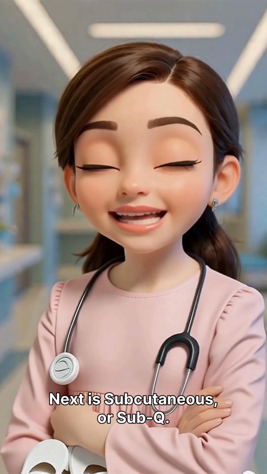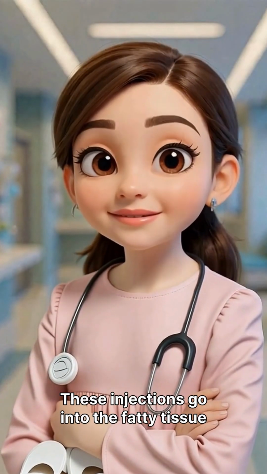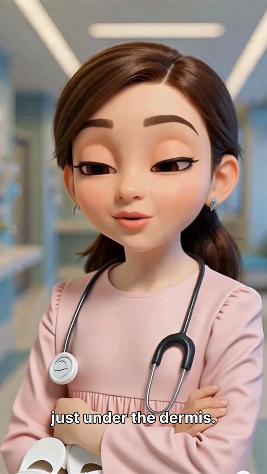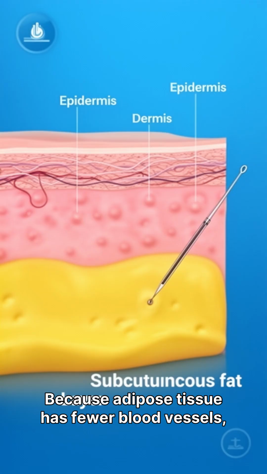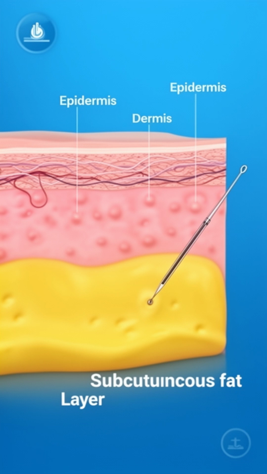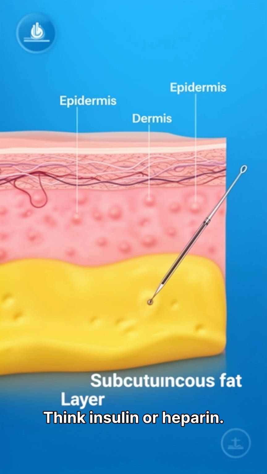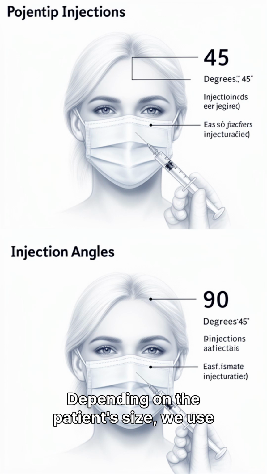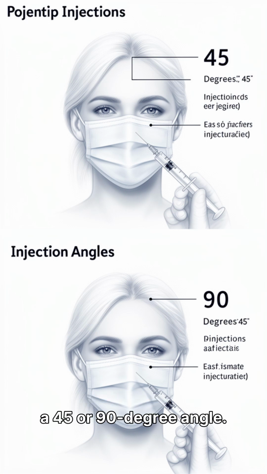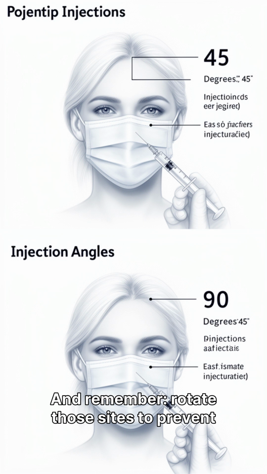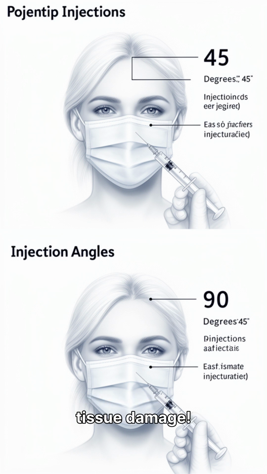Next is subcutaneous, or SubQ. These injections go into the fatty tissue just under the dermis. Because adipose tissue has fewer blood vessels, the drug is absorbed slowly and steadily. Think insulin or heparin. Depending on the patient's size, we use a 45 or 90-degree angle. And remember, rotate those sites to prevent tissue damage.